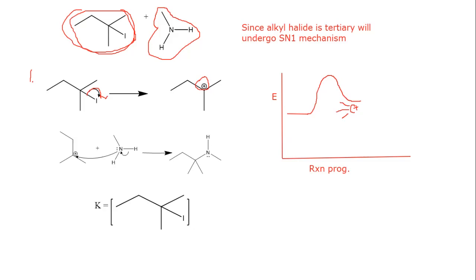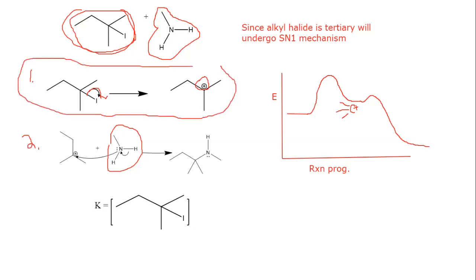Now after we form the carbocation, the second step is when the nucleophile, which is our methylamine, attacks the carbocation. That's the second hump. And then we form our products. Since it's a substitution, it's an exothermic reaction. Therefore, since the first step is the rate determining step, this is a unimolecular step.